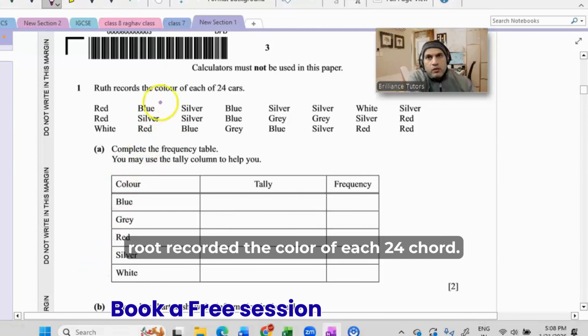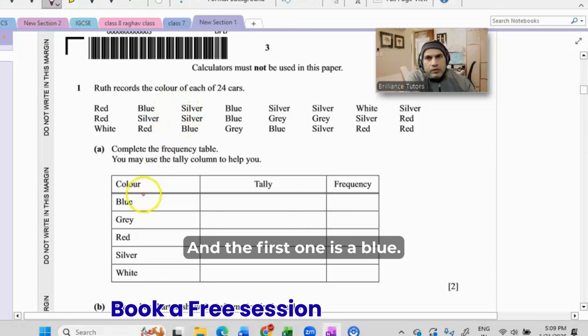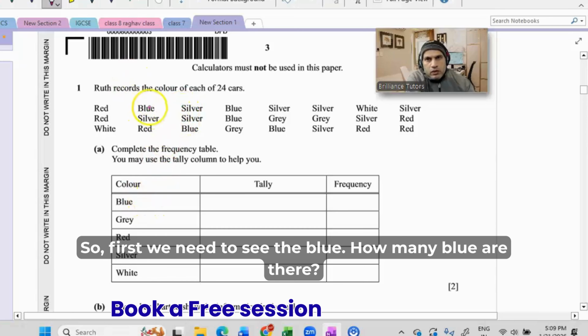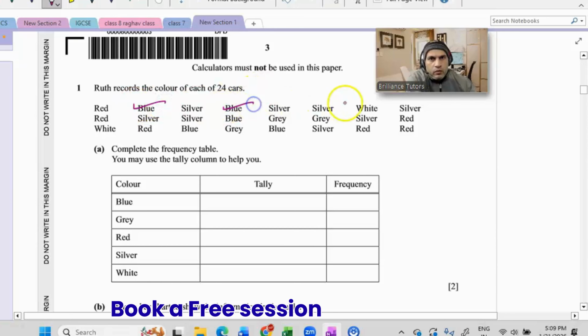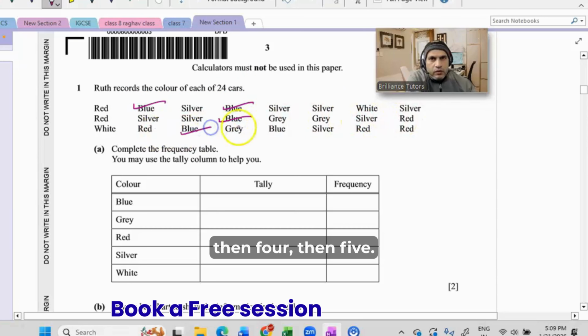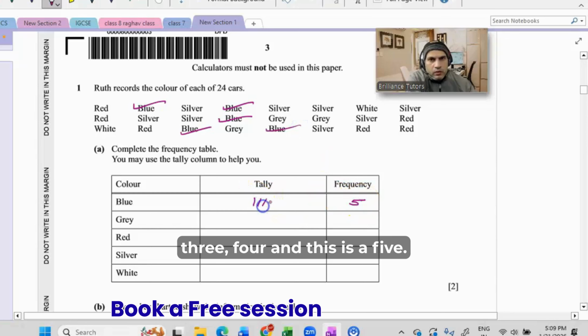Okay, so Root recorded the color of each of 24 cards, and the first one is blue. First we need to see how many blue there are. It's 1 blue, 2, then 3, then 4, then 5. So it's 5. It is represented as 1, 2, 3, 4, and this is a 5.